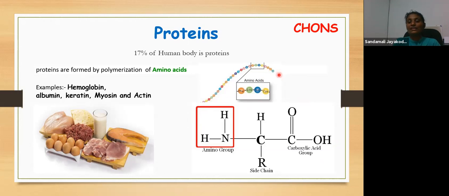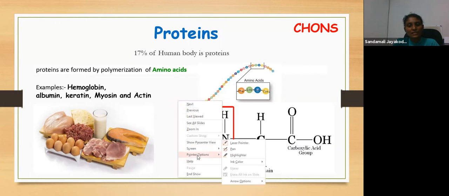You don't need to know the names of these amino acids, but you have to know that an amino acid is the structural unit of proteins. It's the single bead of a protein chain. Then it's the structural unit.